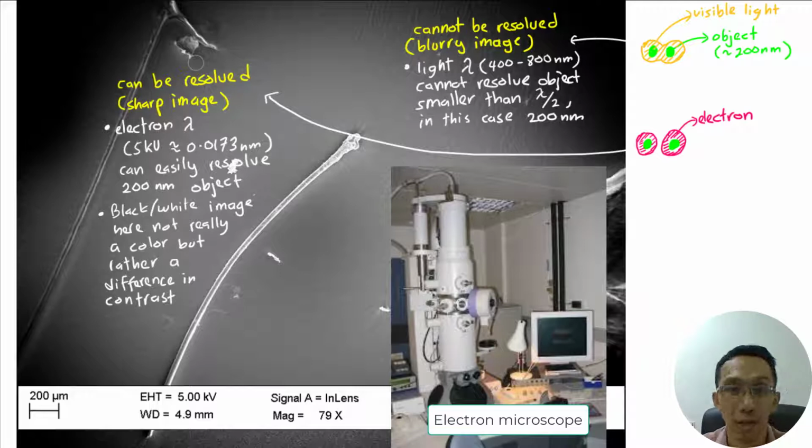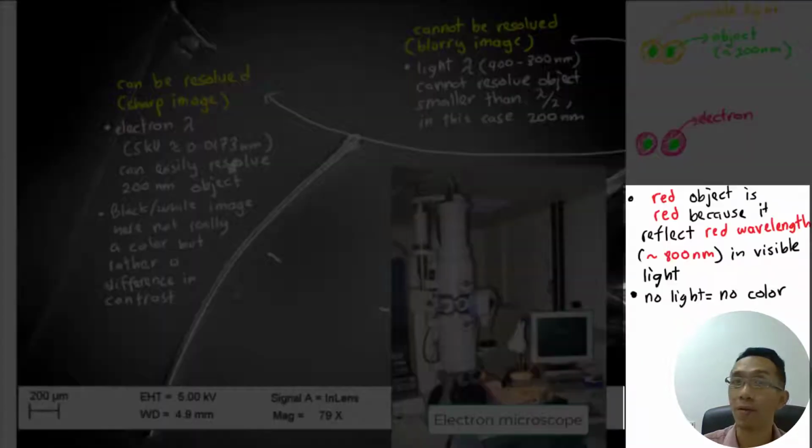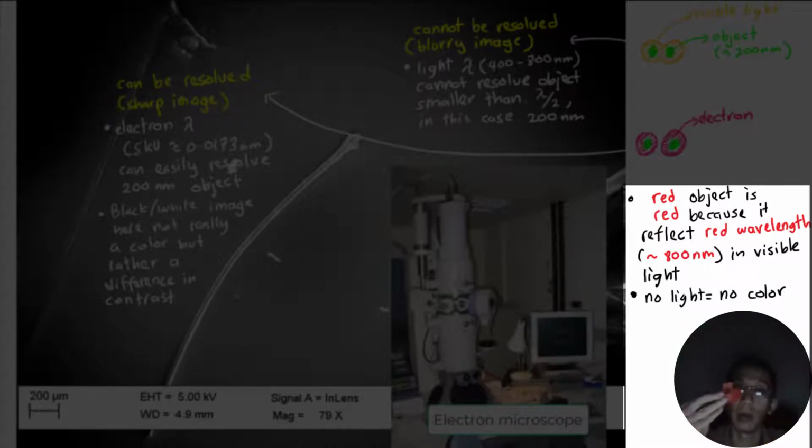It's more like a contrast. Because a color is just a reflection of light. Without light, you cannot see a color. This cube is red because the red wavelength in the visible spectrum is reflected to my eyes. However, if it is dark, you cannot really see the red color. Here, you can see a little bit because there is light from the computer. If it is completely dark, you cannot really see anything.